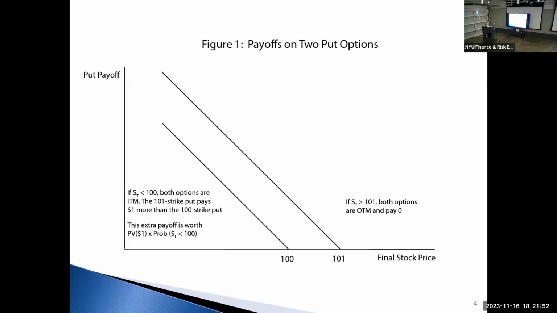This is a put option, right? If the stock is above 100, then the option ends up out of the money, it's worth 0. If it's below 100, it's the difference between 100 minus whatever the stock price is. The 101 strike put, if the stock is below 100, it's going to pay off the same as the 100 strike put plus $1. So the difference between these two prices is telling us information about the probability that you're going to be down here below 100.